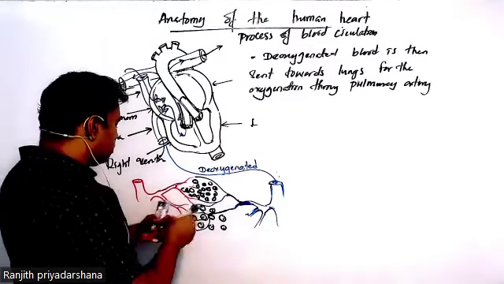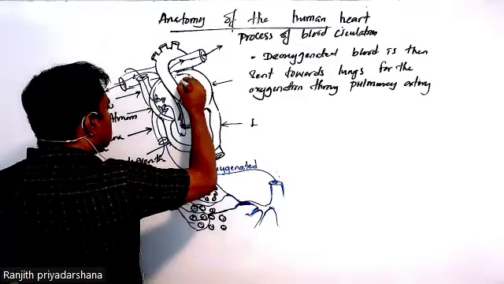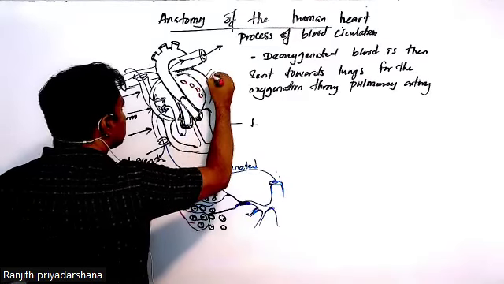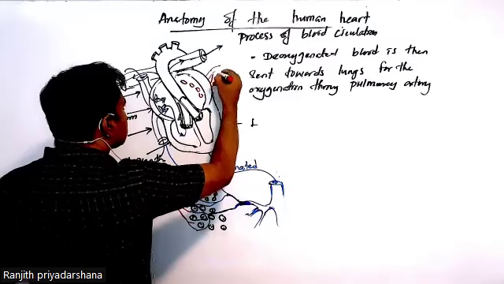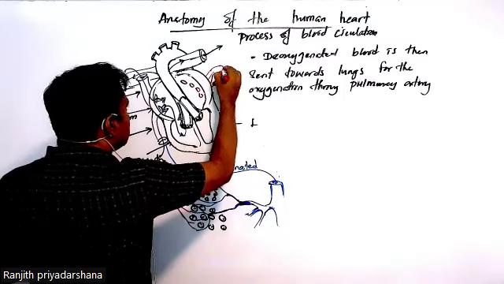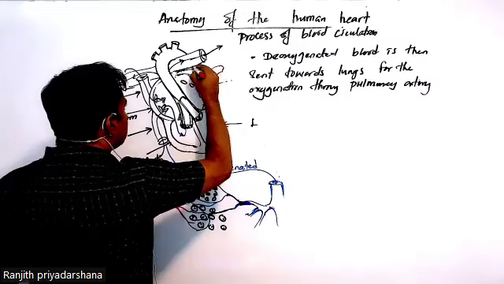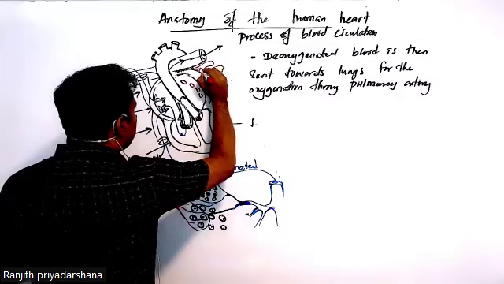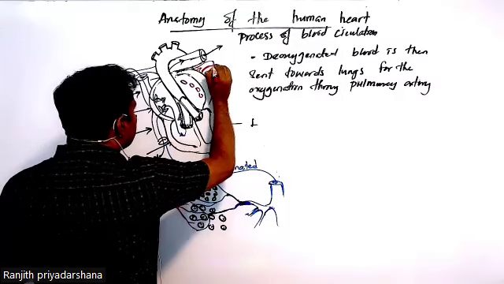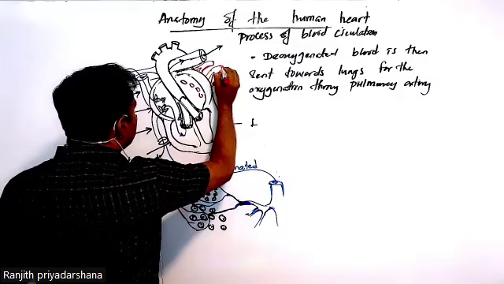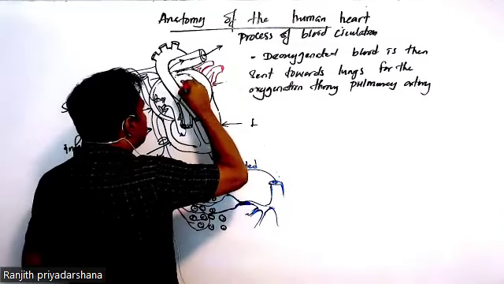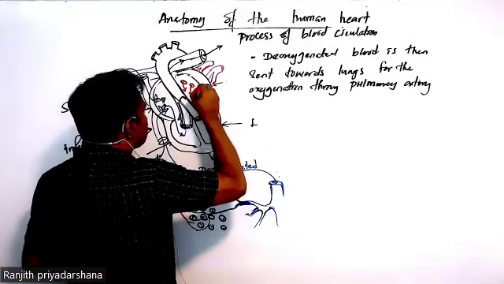Right. After the oxygenation, what happens? The blood is brought towards the heart through the pulmonary veins. This vein is special. This is the only vein that carries oxygenated blood, while all other veins have deoxygenated blood. So we indicate that oxygenated blood with the red color.